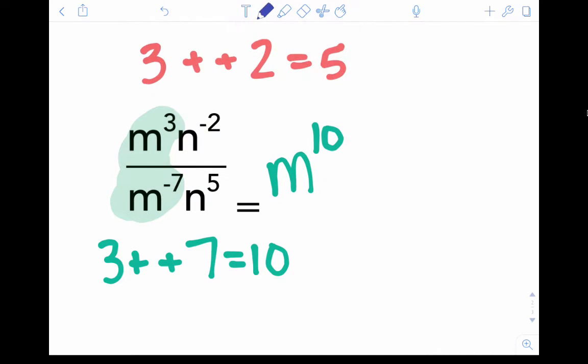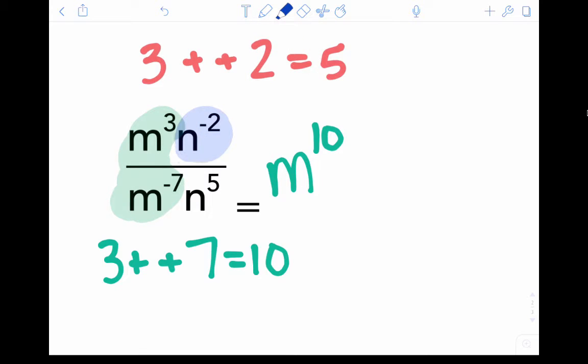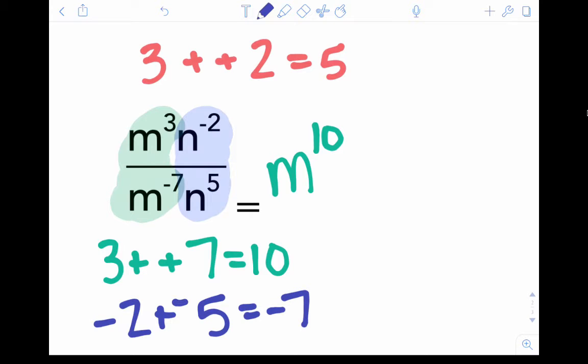Next, I'm going to focus on the n's. So I have n to the negative second over n to the fifth. I'm dividing numbers with the same base, so I'm subtracting the exponents. Negative 2 minus 5. I'm going to add the opposite. That's negative 7. So that's n to the negative 7th.